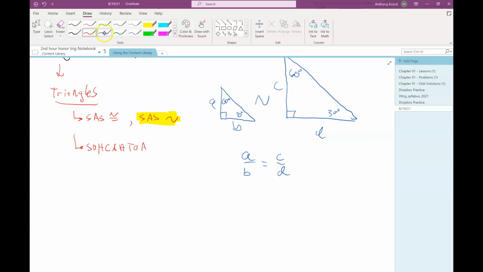So in your geometry course, you defined sine, cosine, and tangent on a right triangle. And the sine, cosine, and tangent operated on one of the acute angles in the right triangle.